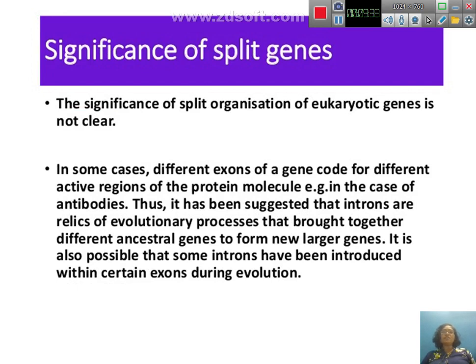The significance of the split organization of eukaryotic genes is not clear, but in some cases different exons of a gene code for different active regions of the protein molecules. For example, in the case of antibodies, it has been suggested that introns are relics of evolutionary processes that brought together different ancestral genes to form new larger genes, and it is possible that some introns have been introduced within certain exons during evolution.